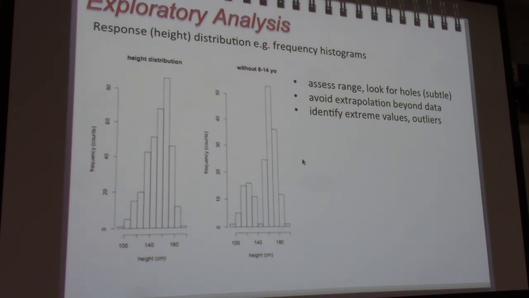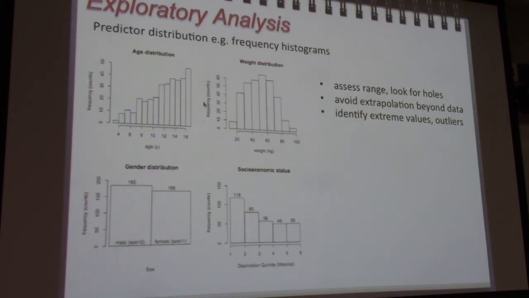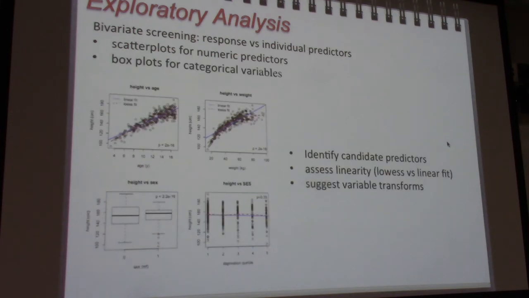I'm also trying to identify outliers or extreme values. I'm going to do exactly the same thing for each of my predictors for exactly the same reasons. I'm then going to do the bivariate screening. I'm going to look at how my response is related to the individual predictor. So I can use scatter plots for numeric predictors, I can use box plots for categorical variables, and I'm trying to identify candidates here.